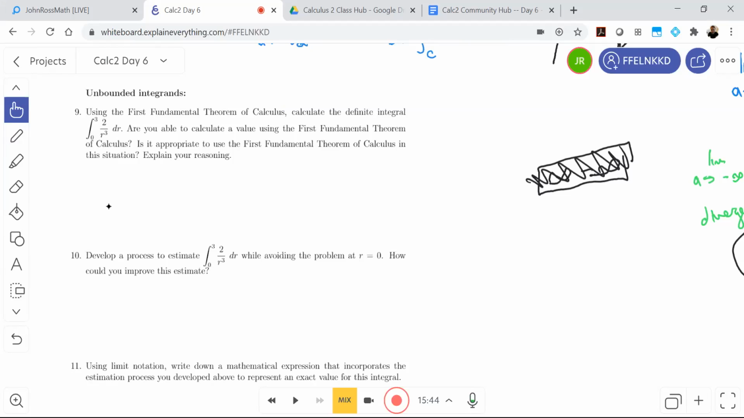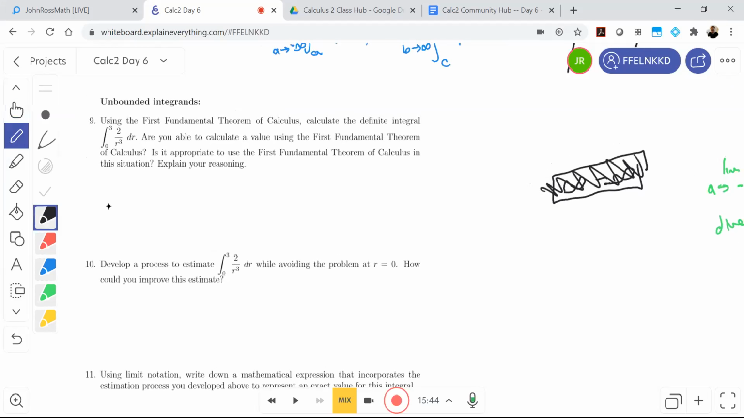So let's start by way of example. Take a moment to try to calculate the integral that we see here in problem 9. Yeah, take 60 seconds to give that a try.